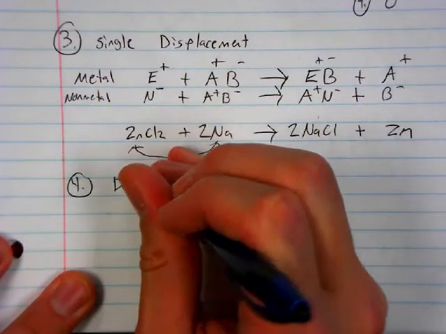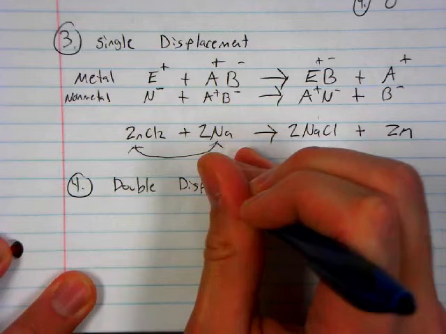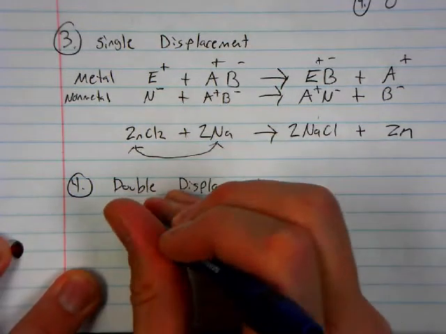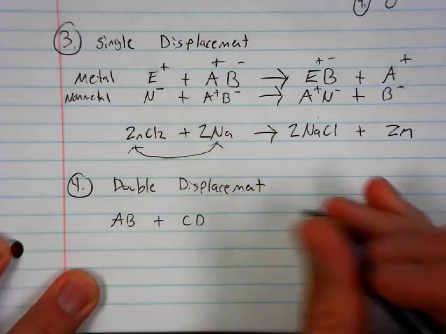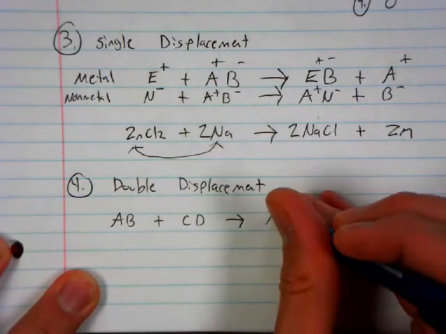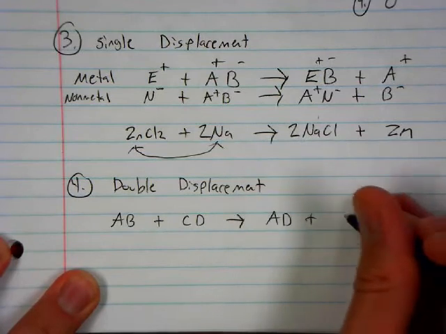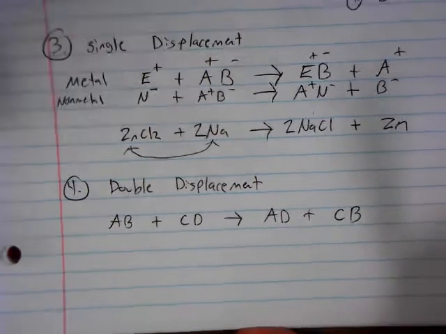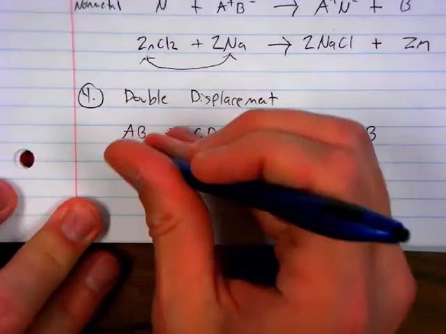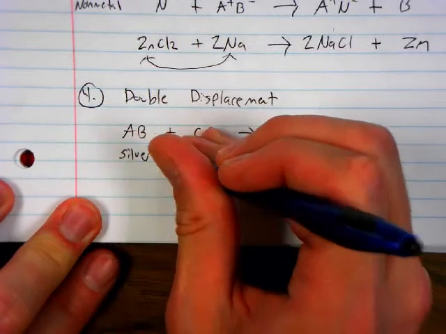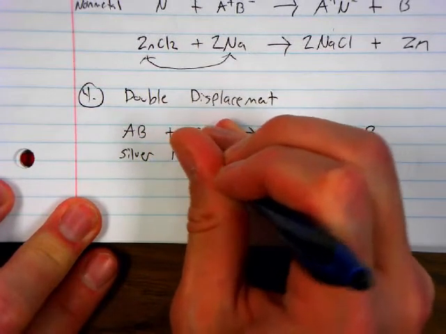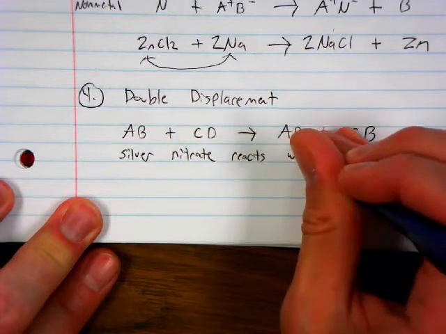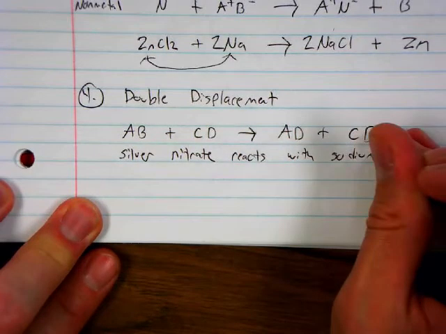Number 4. The fourth type is double displacement. Double displacement is where two things are switching spots. So if I have AB plus CD, that's going to give AD plus CB. So I could say something like this, where I would write silver nitrate reacts with sodium chloride.